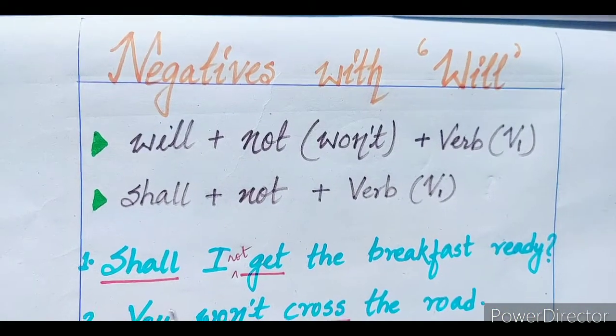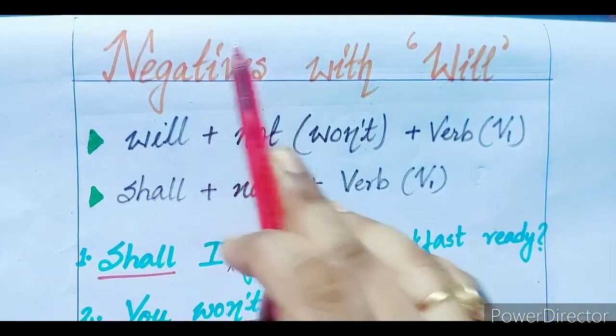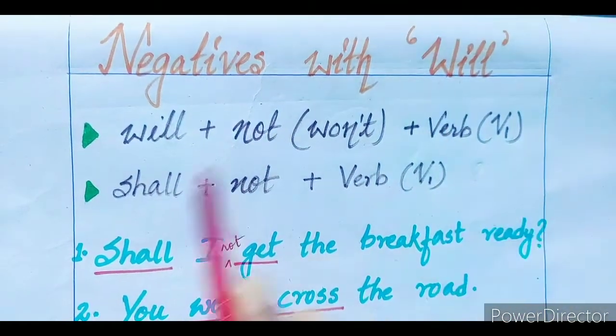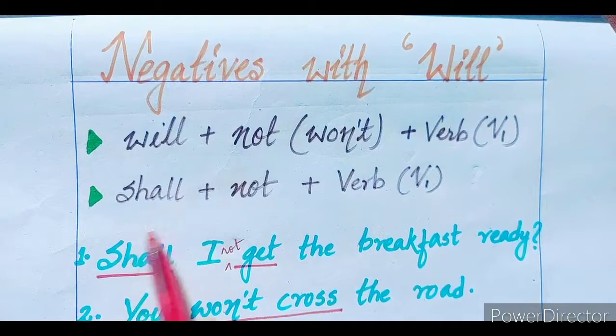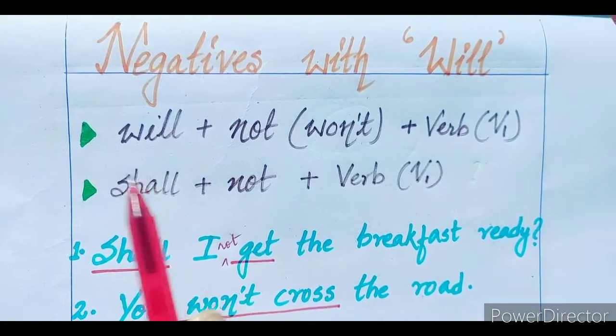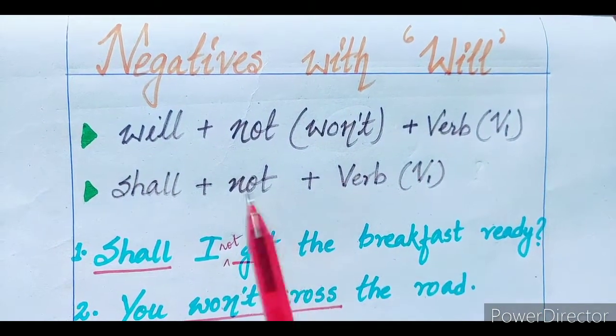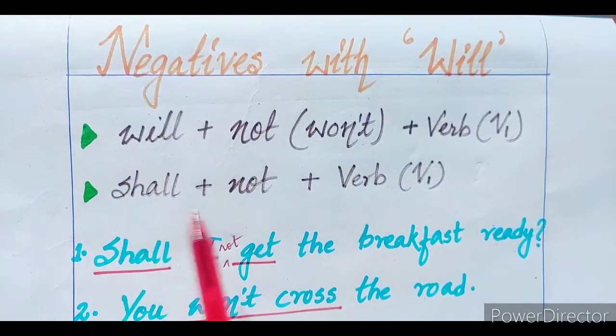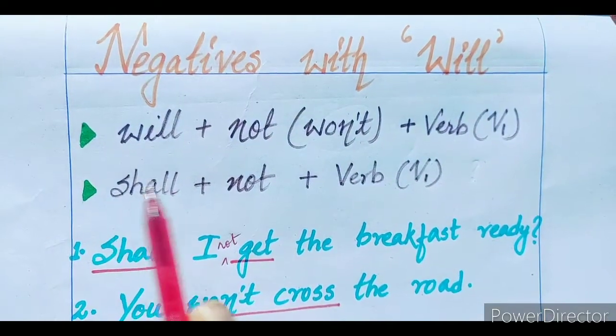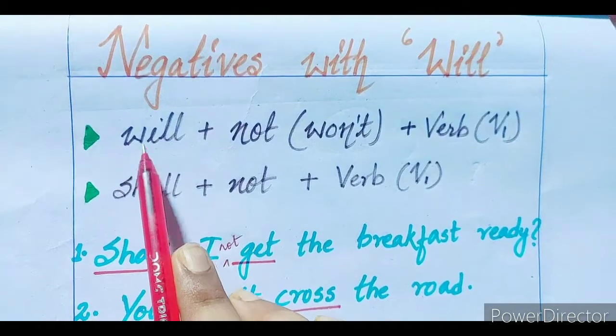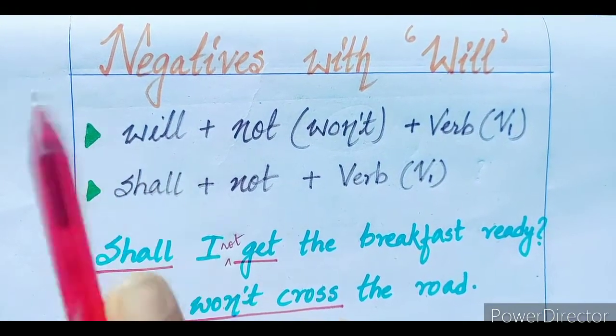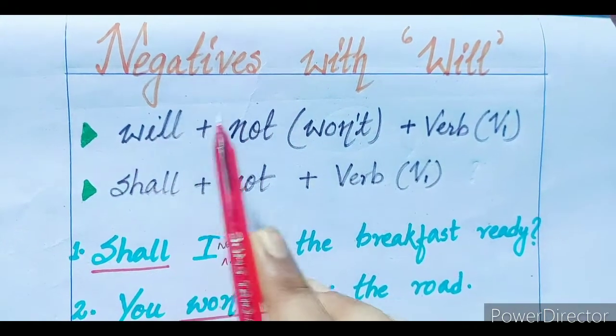Now children, let us see how to frame negative sentences with will. Now over here you can see I have also included shall. Now shall is not used very often. Okay, we don't use it much, but still I wanted to show you the structure. That is why I have included it over here. But first of all we are going to go through the structure of will. So we use will plus not.